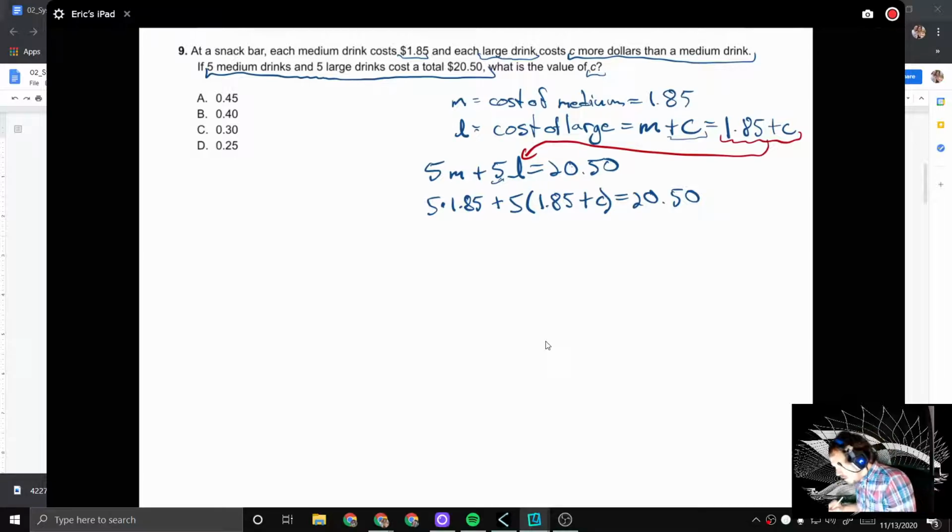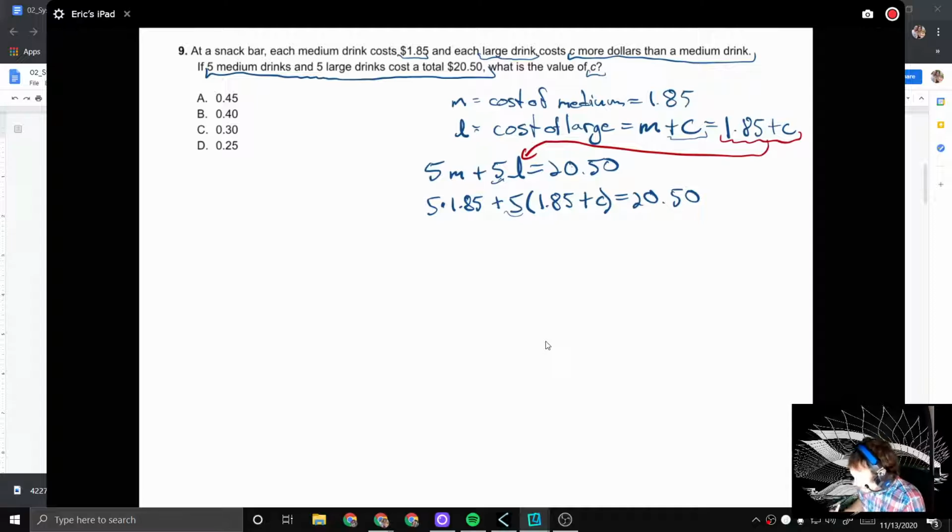And the way I knew I was missing the 5, when I looked at the expression written without the 5, I recognized that the 1.85 shouldn't be added only one time, right? When you're thinking about 5 large drinks, it should be the cost of the medium times 5 plus the extra, the difference between the medium and the large, times 5. The 5 has to multiply by those.